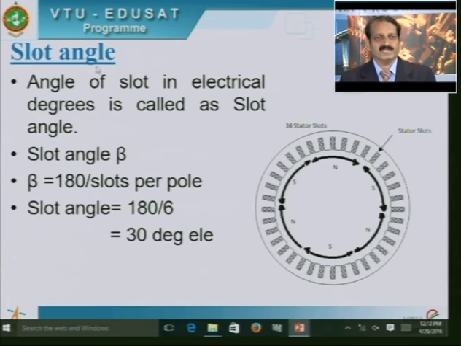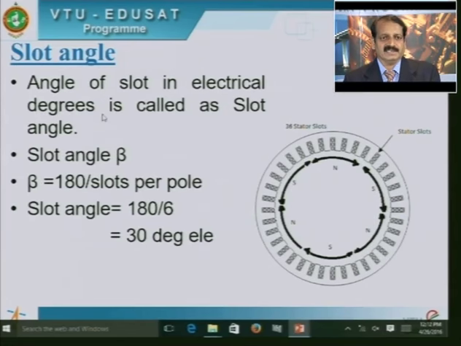Let us see what is meant by slot angle. The angle of a slot in electrical degrees is called the slot angle, and it is denoted by beta. Beta is given by 180 degrees divided by slots per pole. Why this 180 degrees? Because one pole is responsible for 180 degrees electrical, and when the conductor moves past between 2 poles, one cycle of EMF is induced.